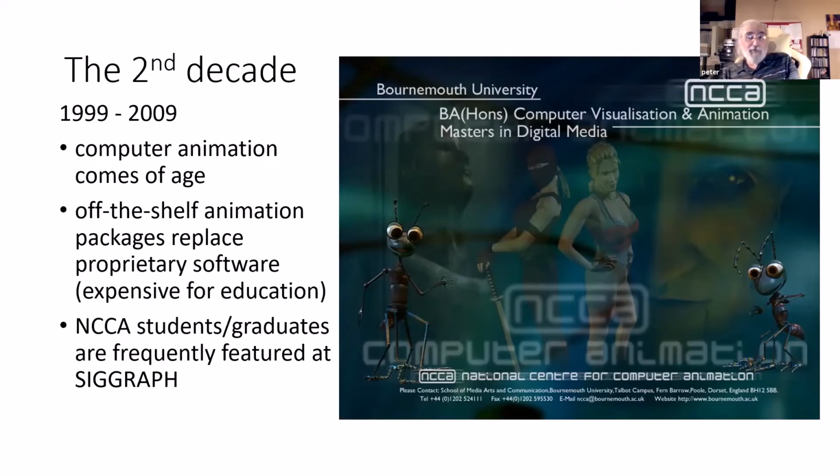But Maya was obviously a great investment. It required thousands of man hours to produce, and it was a system which was designed specifically for industry. So it was impossible at that stage for Seagull, which was a one-man show, to compete with the Alias software, which was Maya. It wasn't feasible.